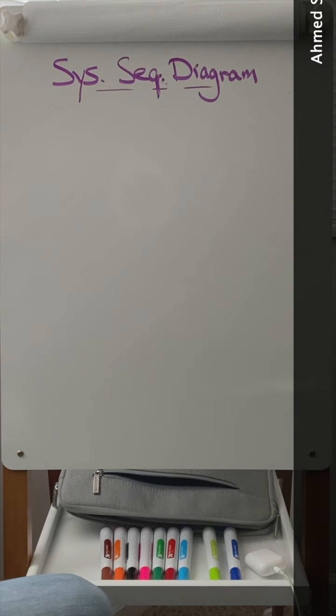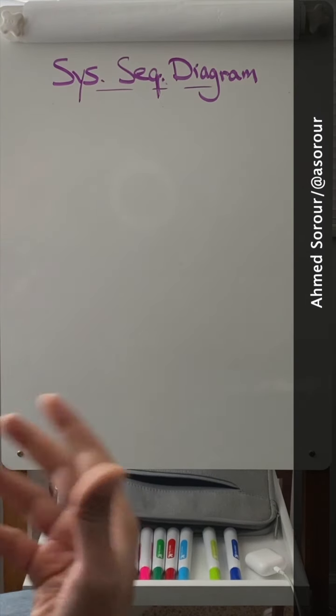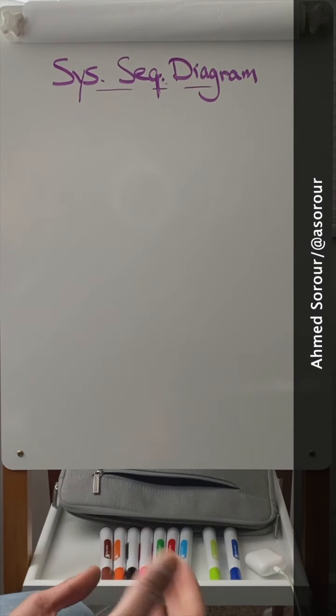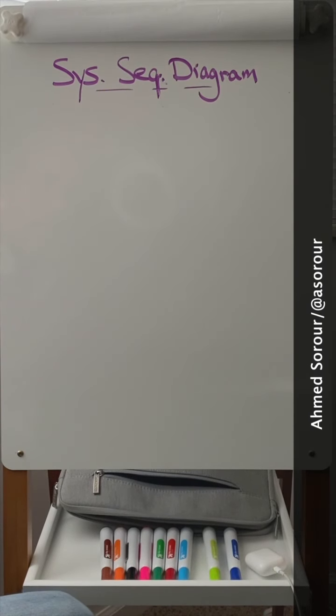Today we'll be talking about system sequence diagram, another agile modeling tool that we use. Again, modeling is not for documentation. Modeling is not a documentation tool. It's more of driving the conversation among the team, and reaching a shared understanding of what it is we're trying to build.